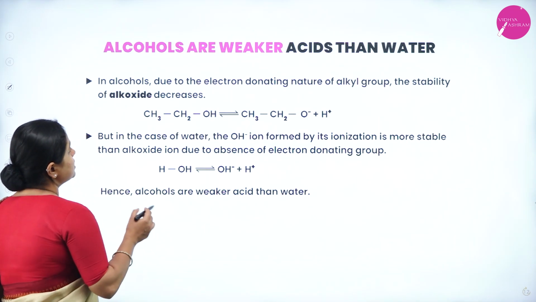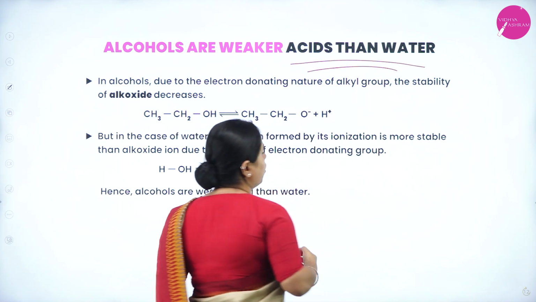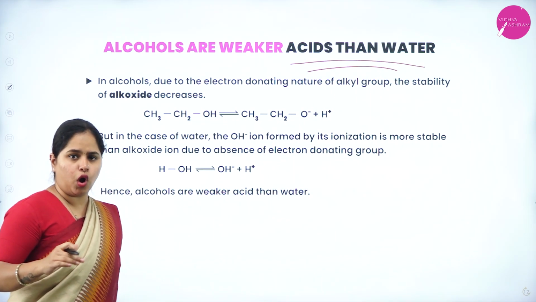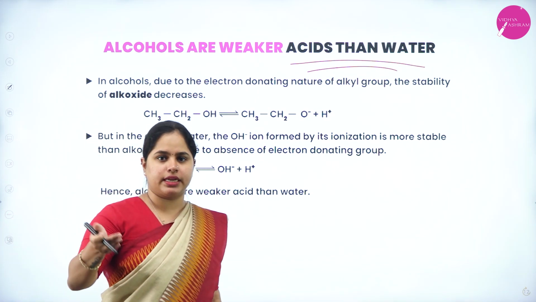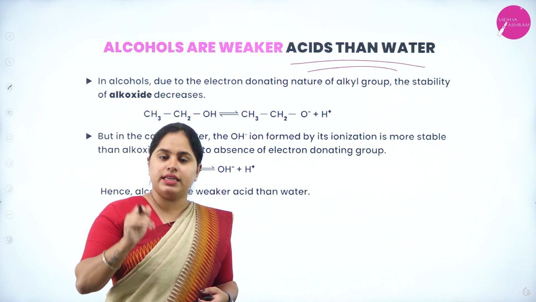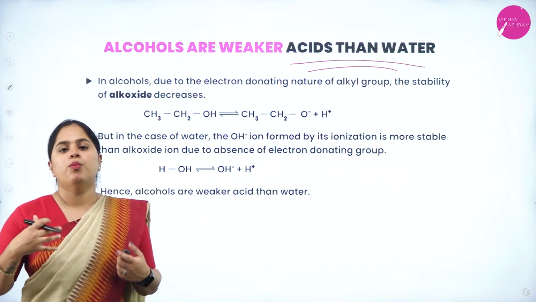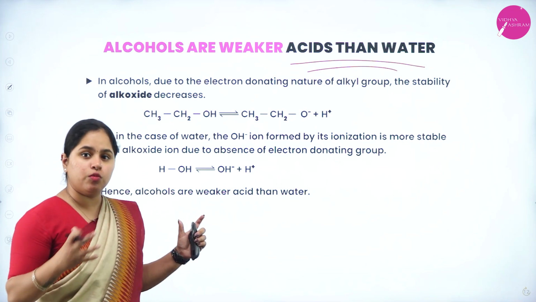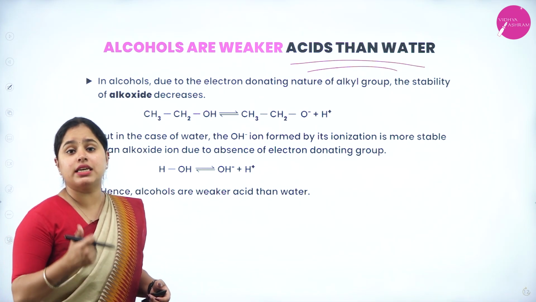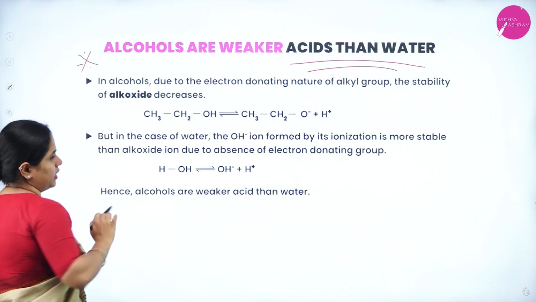Now, alcohols are weaker acids than water. Just now we discussed that alcohols have acidic character, and how it varies in primary, secondary and tertiary. Primary has the highest acidity, then secondary, then tertiary, because the more alkyl groups, the more the plus I effect. Now, comparing alcohols and water, alcohols are less acidic than water. Now, this is very important. Why are alcohols less acidic than water?